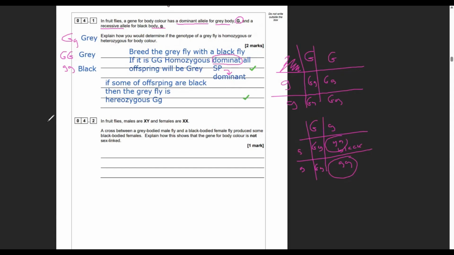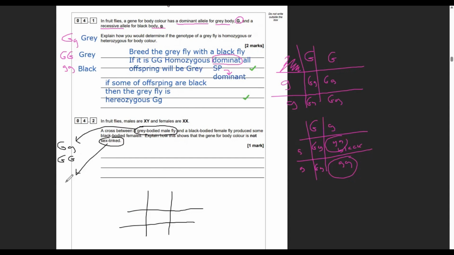Let's go to 4.2. In fruit flies, males are XY and females are XX. A cross between a grey-bodied male fly and a black-bodied female fly produce some black-bodied females. Explain how this shows the gene for body colour is not sex-linked. Right, well, we know we've got a grey-bodied male fly. And what else? Mentioning sex linked, so we know it could be XGY. So if it was sex linked, I'm going to do a cross and show you.